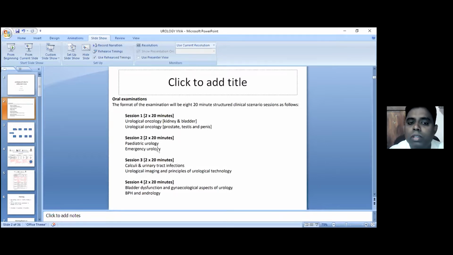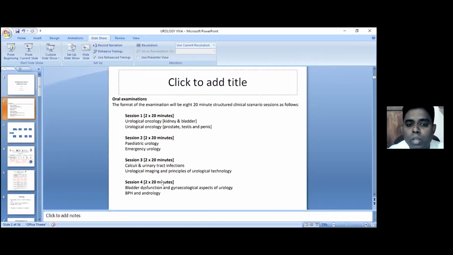Again, emergency urology, 2 scenarios. Calculi and UTI, 2 scenarios. Imaging and technology, 2 scenarios. Bladder dysfunction, basically neuro-urology and female urology, two scenarios. BPH 1 and andrology 1 scenario.